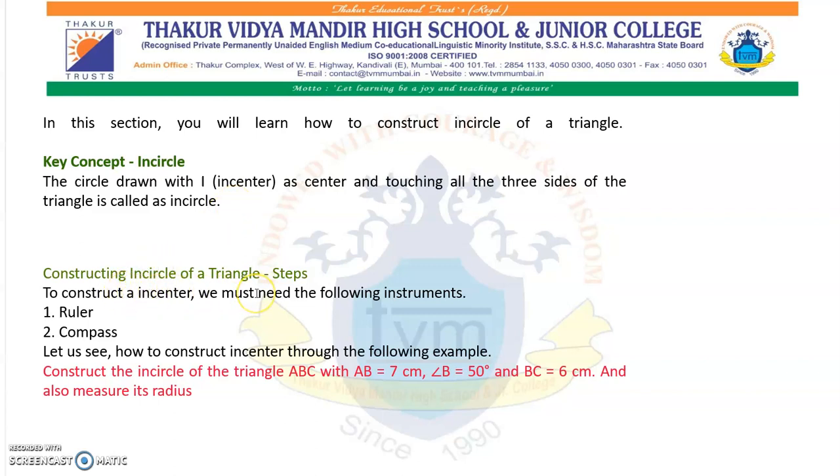For constructing the incircle of a triangle, there are some rules and instruments required. First, you require a ruler and compass. Construct the incircle of the triangle ABC with AB 7 cm, angle B 50 degrees and BC 6 cm. Also measure the radius.